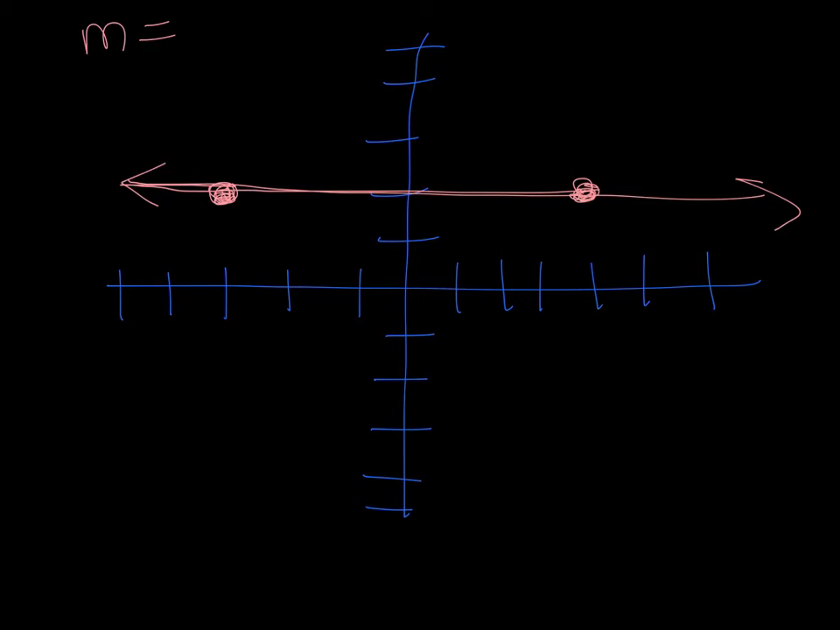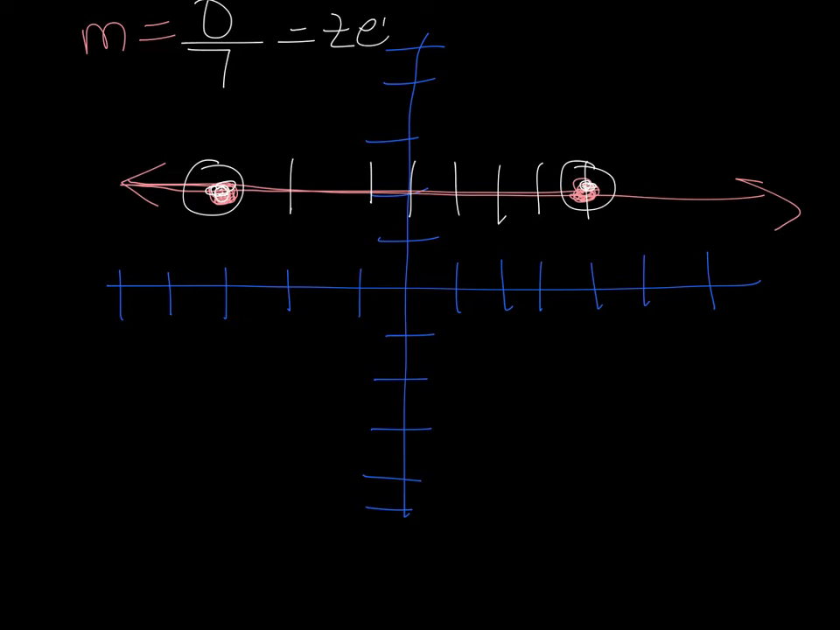So if we start at this point right here, and I talk about my rise, how far do I have to go up and down to get to this second point? Well, I don't have to go any, so my rise is 0. And then what is my run? If I start from here and I go over to here, I have to go how far? 1, 2, 3, 4, 5, 6, 7. So my run is positive 7. So my slope is 0 over 7, which is 0. So this line is 0 slope.